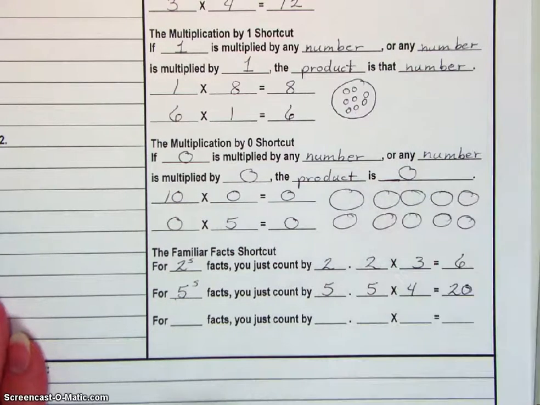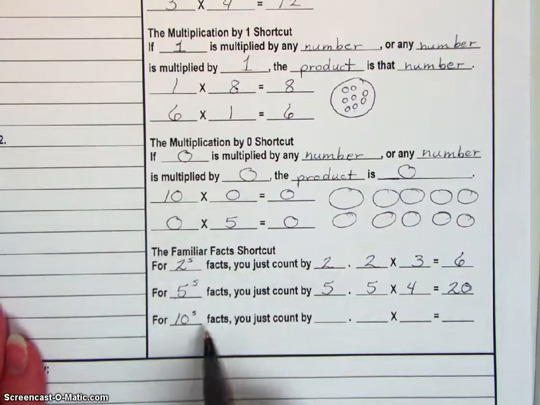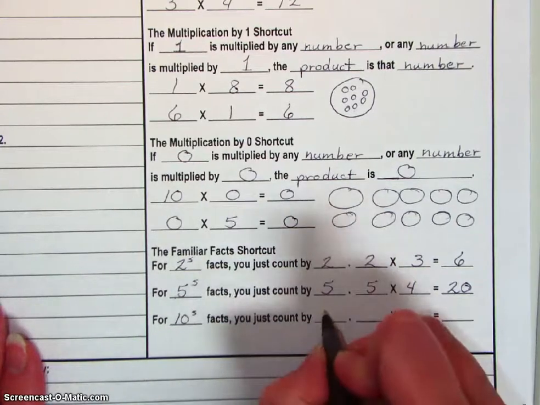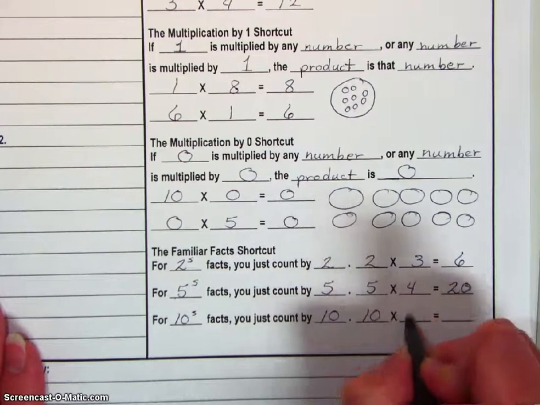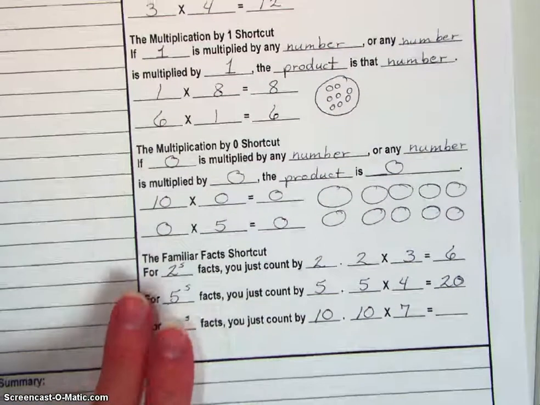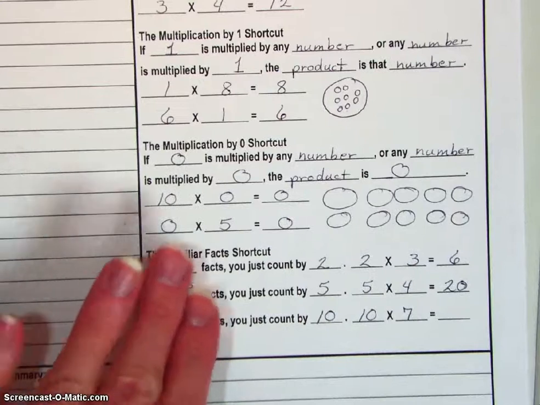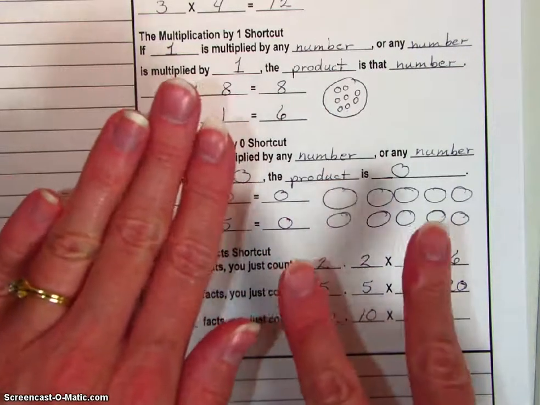And our last one is for the tens facts. For tens facts, you just count by tens. So let's try 10 times 7. Let's see, we have 10, 20, 30, 40, 50, 60, 70.